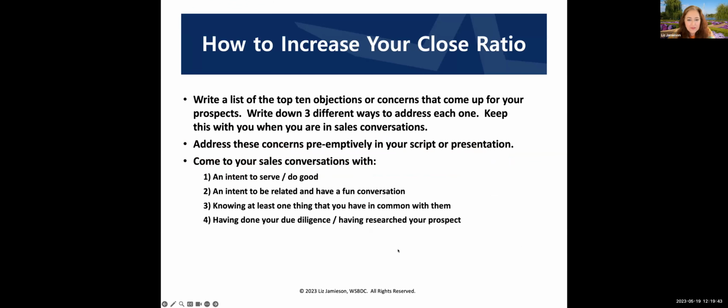Another great exercise you can do as homework from today is write a list of the top 10 objections or concerns that you hear when it comes to your product or service. And then write down 3 different ways to address each one. So top 10 objections, and then for each one, write down 3 different ways that you can overcome that objection or address that concern. And then keep those near you when you are having sales conversations. You could also address these concerns or objections preemptively in your sales presentation or conversation.